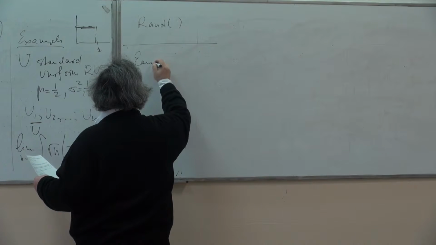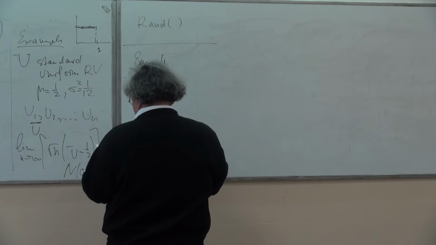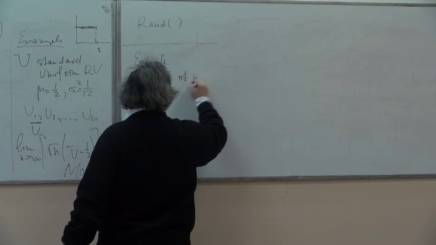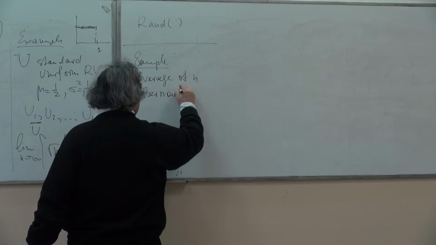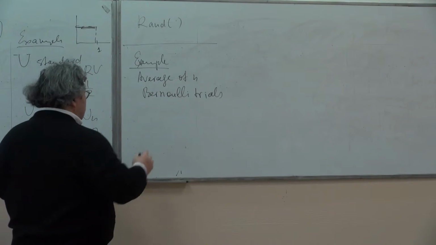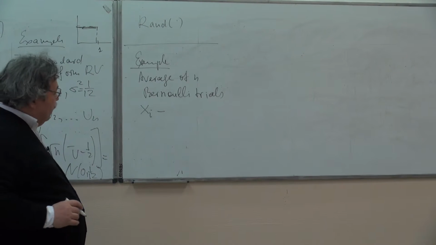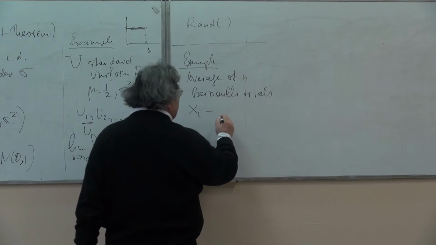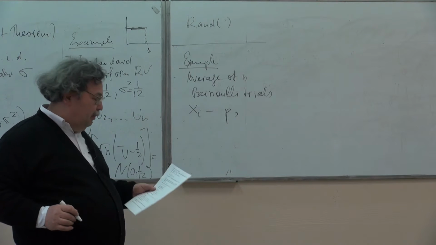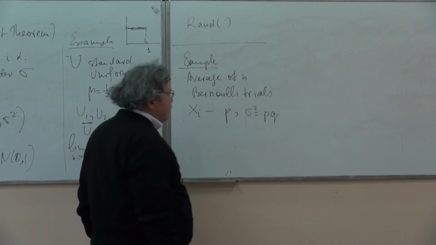Example. Okay. Let's take the average of n Bernoulli trials. So each variable x1, x2, up to xn is a Bernoulli trial with mean p, probability of success, and sigma squared equal to p times q.